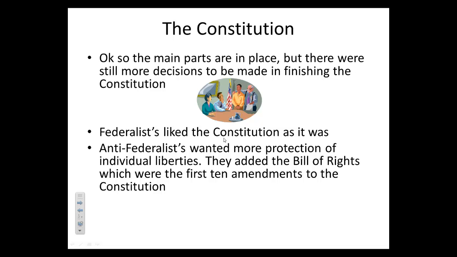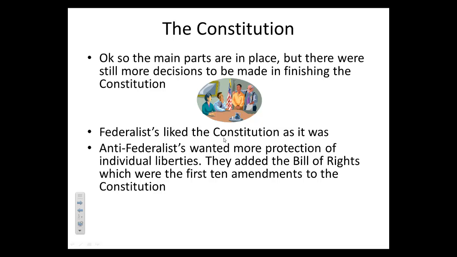However, there are 2 different views about this document. One group was called the Federalists. They were a group who said, we like the Constitution, we want a strong central government, we don't want any changes. The other group, called the Anti-Federalists, were more worried about farmers, the less powerful people, losing a lot of their civil liberties, and they wanted to make sure they were protected. This led to making the Bill of Rights, which addressed most of their concerns.